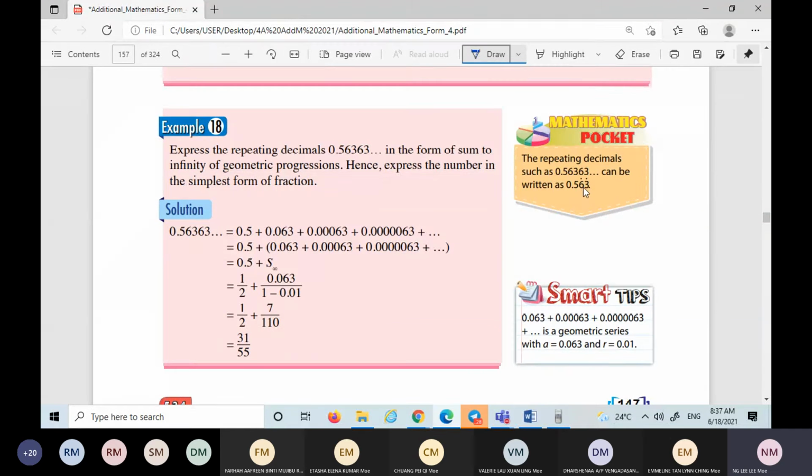The dot on the top means you repeat the digit of 6, you repeat the digit of 3. So you have 0.5, 6, 3, 6, 3, 6, 3, 6, 3. Okay, as in these questions.